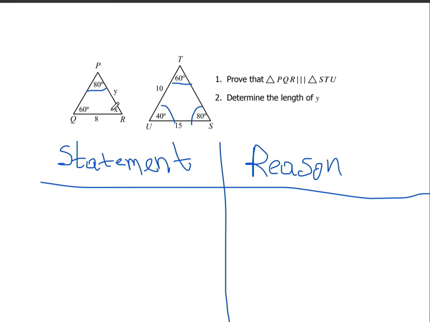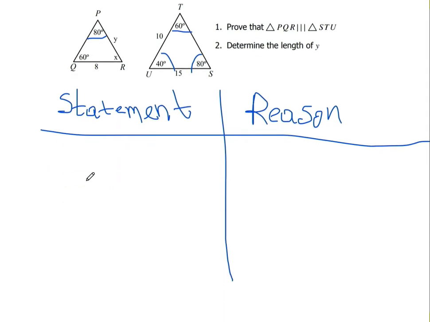But what do we know about triangles? We know about triangles that the third angle should also be equal. If these two angles are equal to these two angles, the 60 is equal to the 60, the 80 is equal to the 80, the third angle should also be equal, right? So those are the properties of a triangle. So the third angle should be equal. So what do we do?